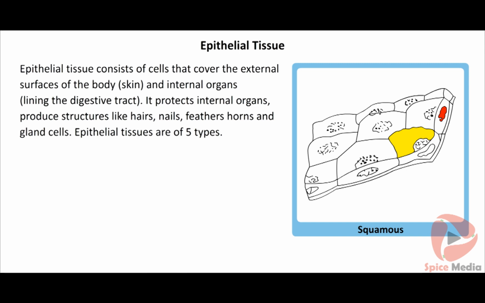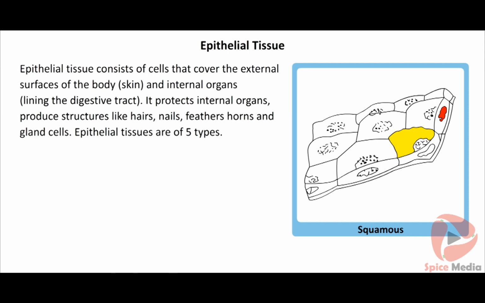Epithelial tissue consists of cells that cover the external surfaces of the body, like skin, and internal organs such as the lining of the digestive tract. It protects internal organs, produces structures like hair, nails, feathers, horns, and gland cells, which secrete a variety of chemicals, and may be involved in the receiving of external stimuli.